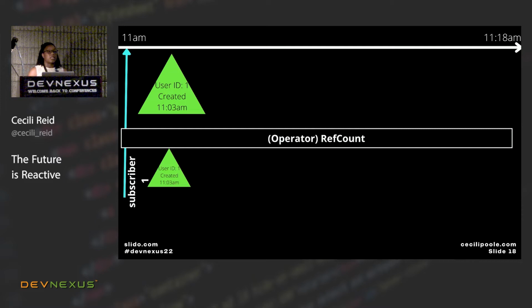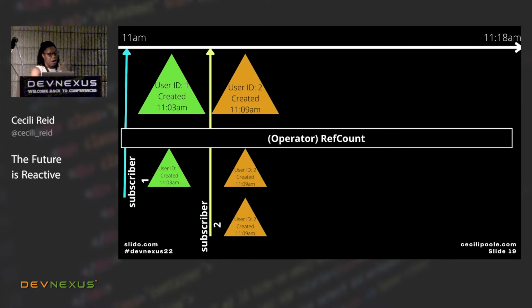One of those operators on the connectable flux, which is at the top, is called ref count. Ref count will allow me to control the fact that I only want at least 1 subscriber. And if at any point in time I don't have any subscribers, kill the connection. I'm not going to continue sending events. So once I have my connectable flux and I send that through ref count, here's an example of a subscriber on the left with the blue arrow pointing up. So I have a subscriber saying, hey, I'm interested in events now. Well, a user was created at 11:03. The subscriber gets that event. A second subscriber comes on. Both subscribers get the second event of when a user was created at 11:09.